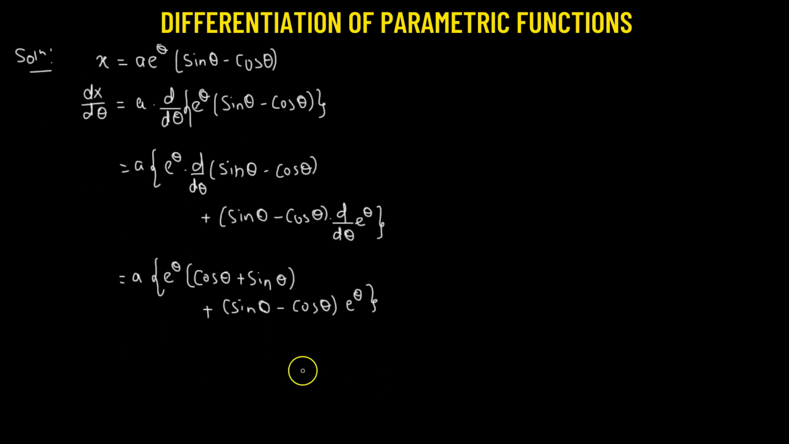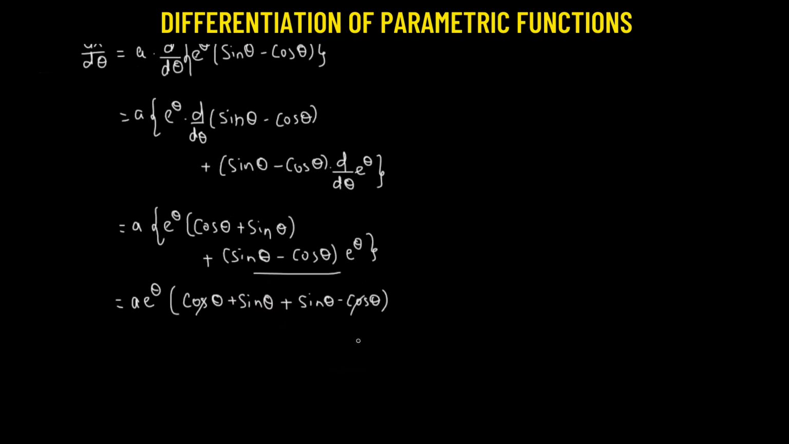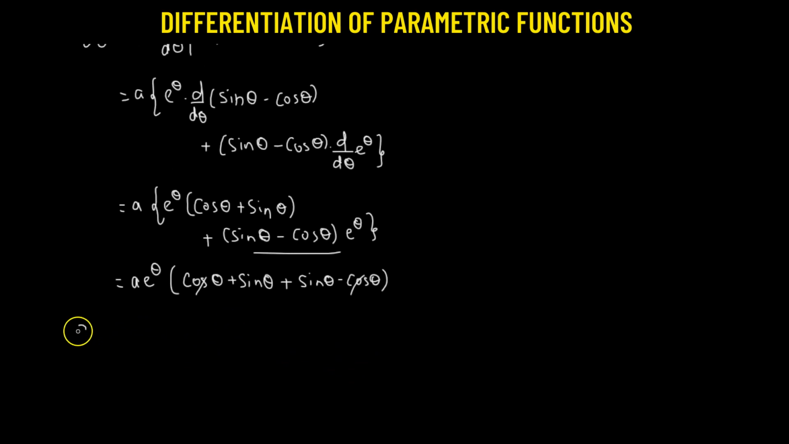Now we'll combine the terms within the parentheses. We can also pull out e raised to the power of theta because that's the common factor. This will now get multiplied to cosine theta plus sine theta, plus from the second term, we have sine theta minus cosine theta. So here we can see that cosine theta and negative cosine theta get cancelled out, and this gives us the value for the derivative of x with respect to theta, which will be equal to 2a times e raised to the power of theta times sine theta. We're going to label this as equation number 1.